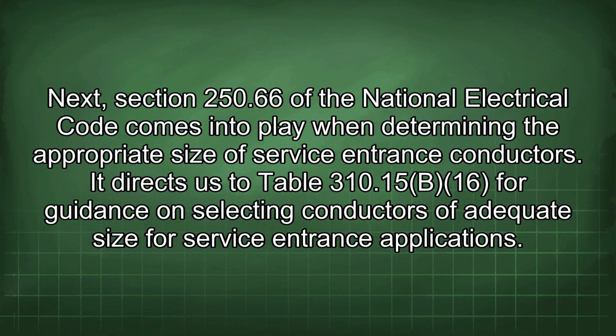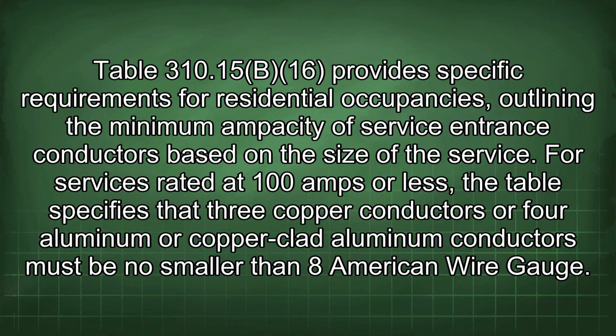Next, Section 250.66 of the National Electrical Code comes into play when determining the appropriate size of service entrance conductors. It directs us to Table 310.15(B)(16) for guidance on selecting conductors of adequate size for service entrance applications. Table 310.15(B)(16) provides specific requirements for residential occupancies, outlining the minimum ampacity of service entrance conductors based on the size of the service.